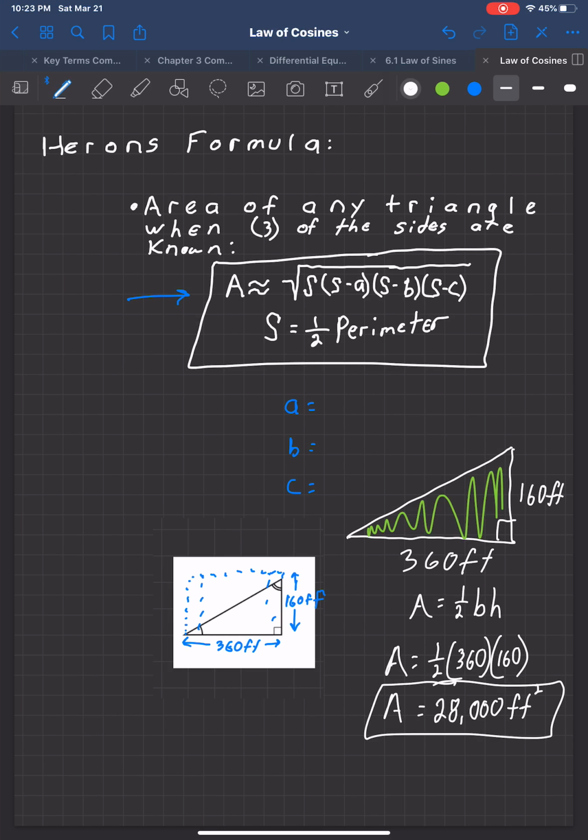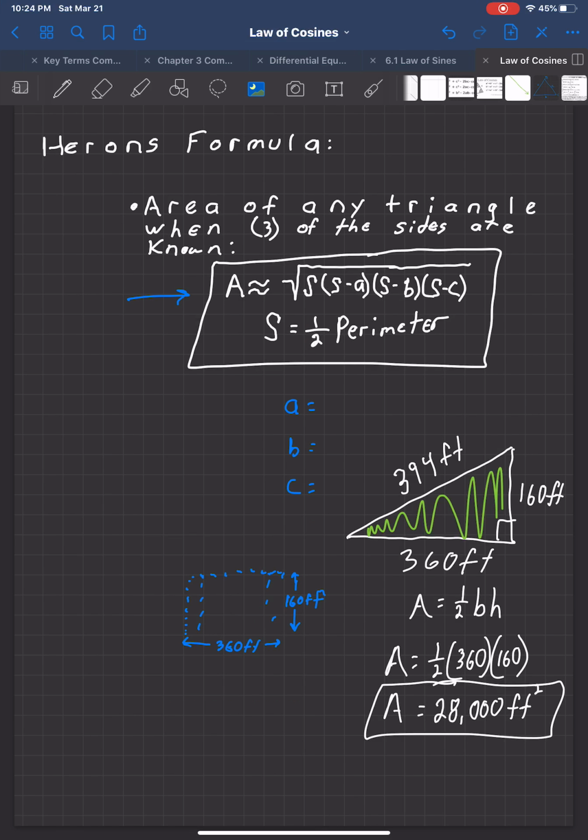So we know what the exact area is, but what if we want to use Heron's formula, right? If I know two of the sides, I can always use the Pythagorean relationship to figure out that the third side, in this case the hypotenuse, would be 394 feet. Okay, so let's remember I said that Heron was willing to accept some error, and in his mind it was just, hey, this is a practical way of figuring out the area of a triangle when all you know is the three sides.